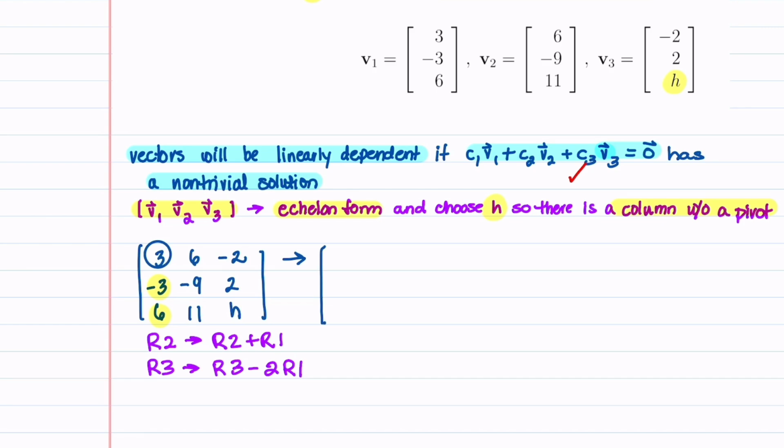Let's go ahead and do this. Our first row stays the same. And then our second row, we're going to add our first row to it. So we're going to get a 0. A -9 plus 6 gives us a -3. And then a 2 minus 2 gives us a 0. Now we're going to change the third row. We're going to multiply the first row by -2 and add it to the third row. So we get a 0. We pick up a -12 plus 11 gives us a -1. And then a 4 plus h. So we'll write that as h plus 4.